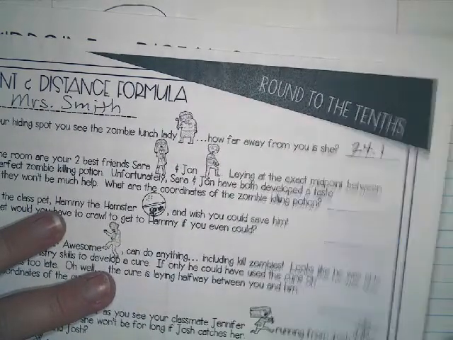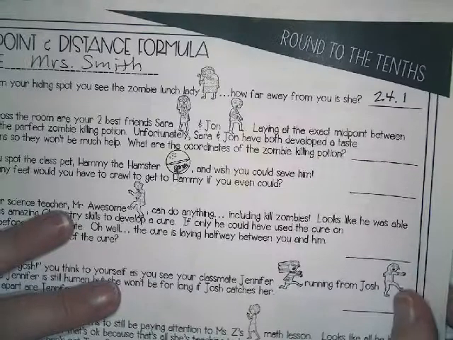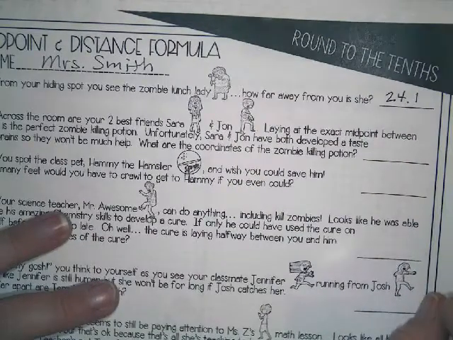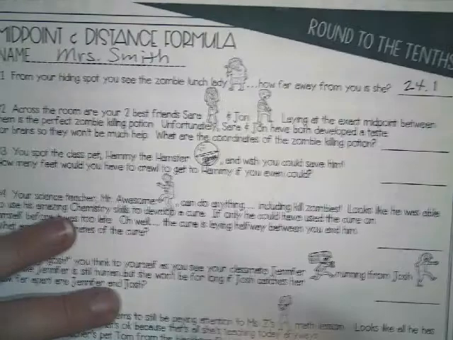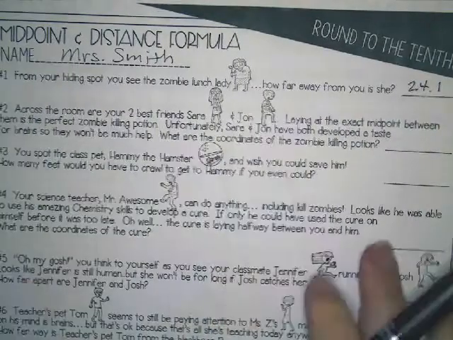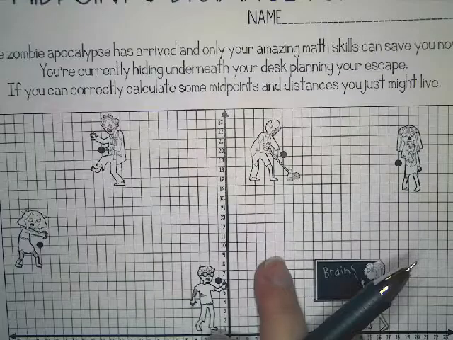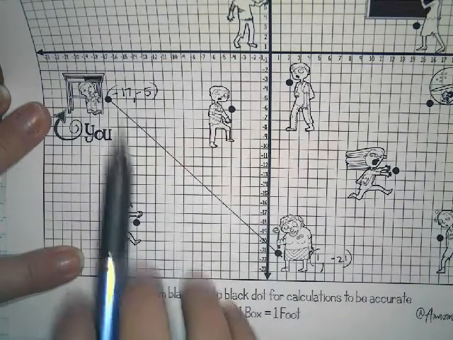Okay, each of those works just like that. Sometimes they're going to ask you for the midpoint. Sometimes they'll ask you for the distance. You just need to read each of them and then go to your map and draw your line if you need to, find the 2 points and go from there.